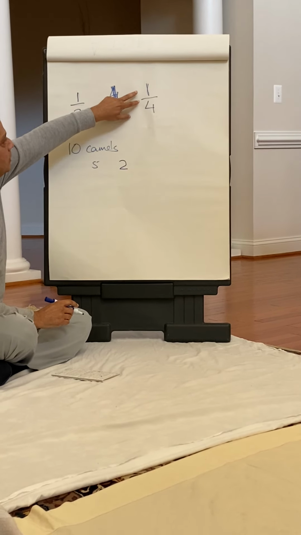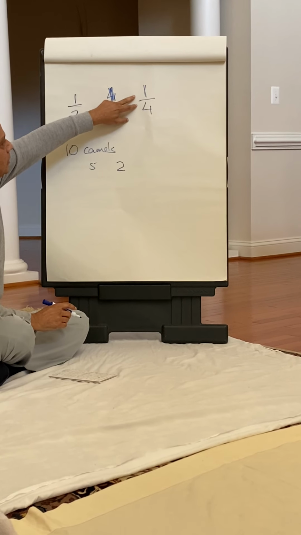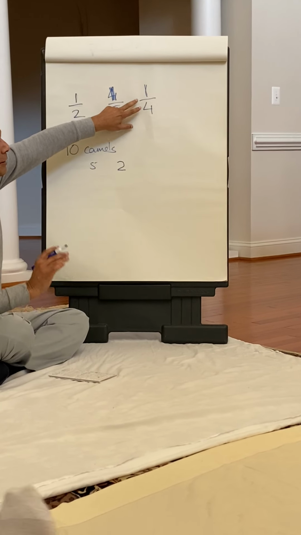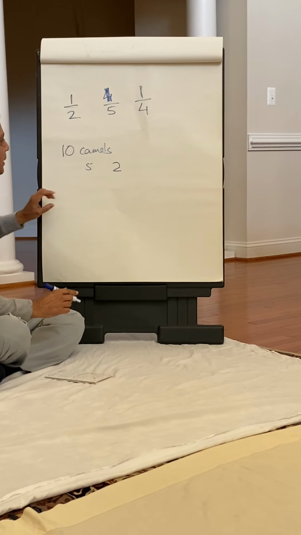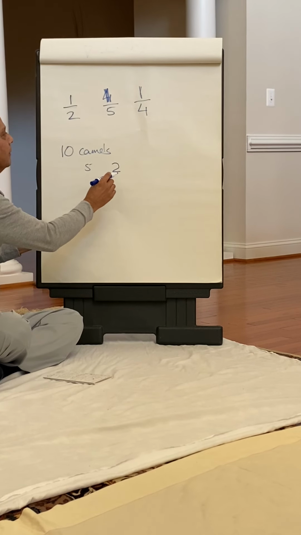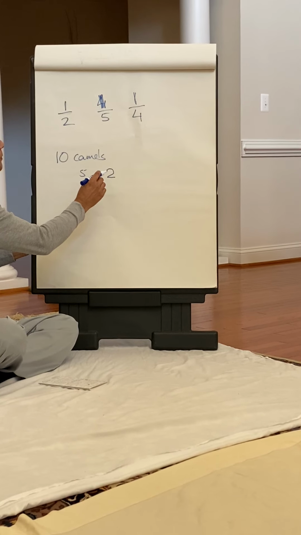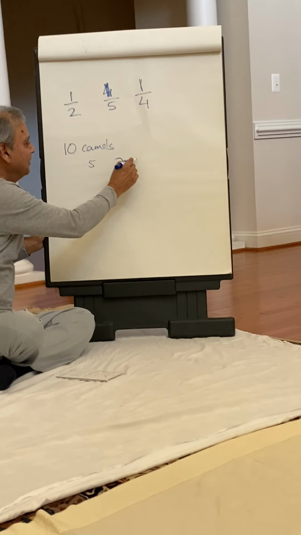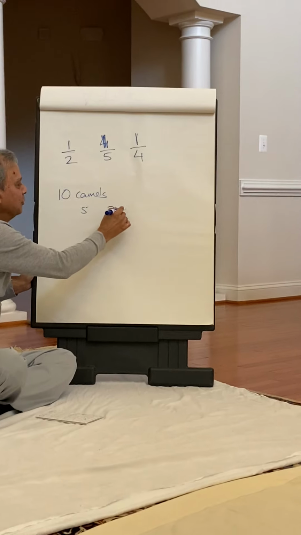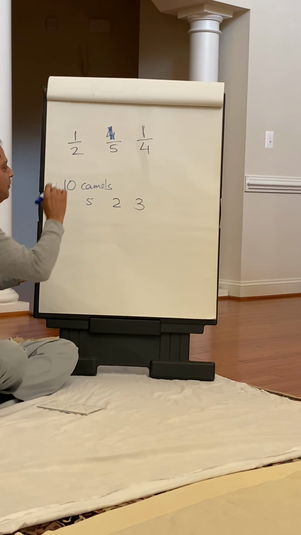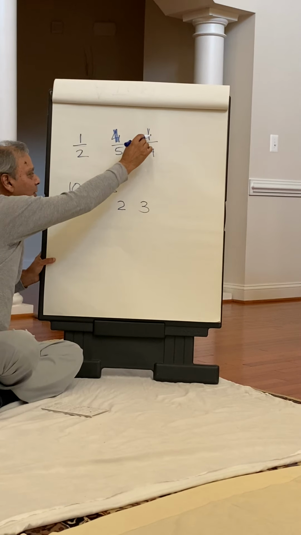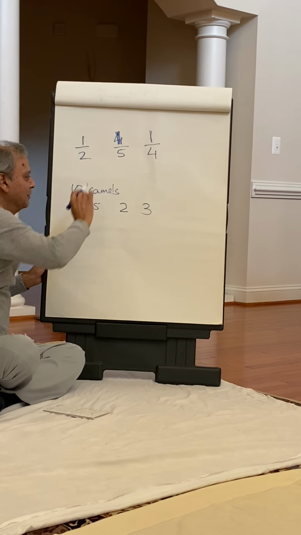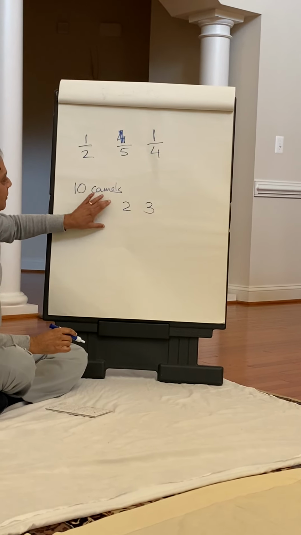and 1/4. Not an even breakdown. If he had 10, he will get 2.5. Go to 100 camels. Okay, 5, 2, suppose he gets 3. So this is all 10. Yeah, okay. 5, 2, 3.